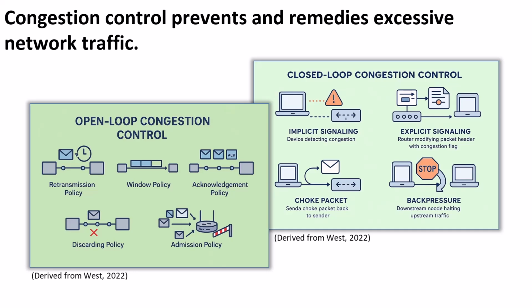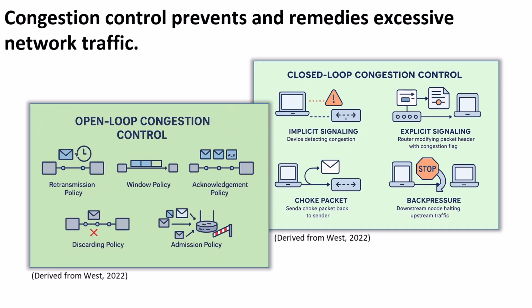Open loop strategies prevent congestion before it starts. Retransmission policy controls how lost packets are resent. Window policy tunes sliding window sizes. Acknowledgement policy reduces extra acknowledgements. Discarding policy drops low priority packets. And admission policy blocks new flows when capacity is near.